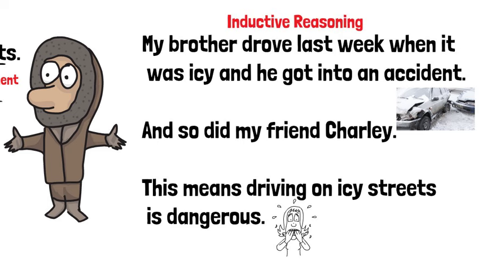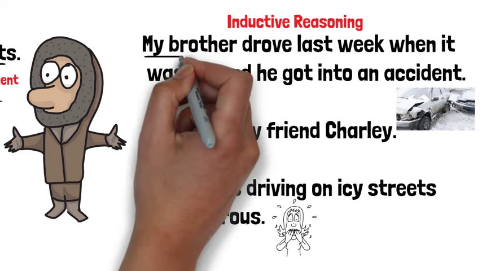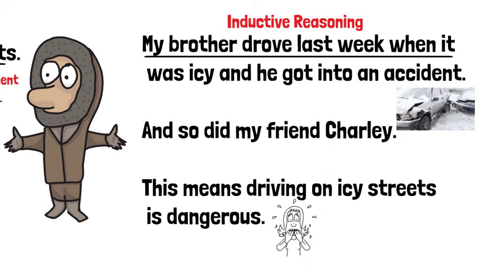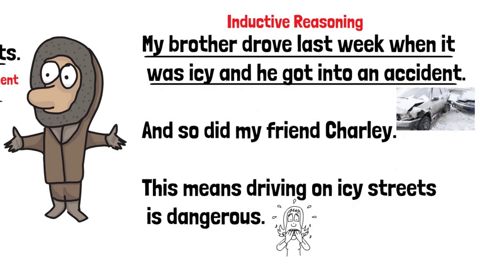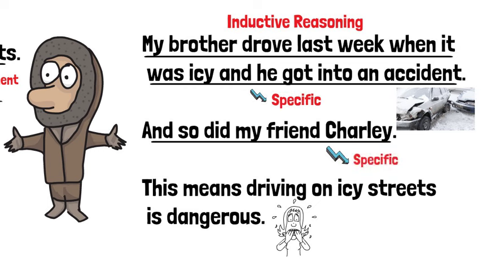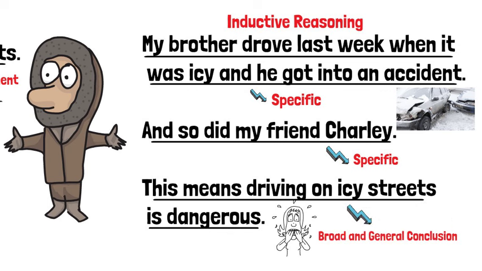The person begins their argument with two specific statements: "Their brother drove last week when it was icy and got into an accident. And so did their friend Charlie." And from these specific statements, this person came to a broad or general conclusion: driving on icy streets is dangerous. The logical progression of this person's thinking can be described as going from specific to general. This is a form of inductive reasoning.